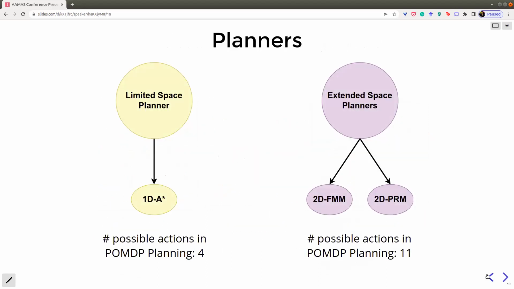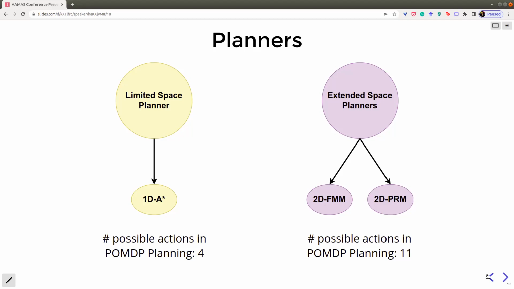We have compared the performance of 3 different planners. The limited space planner, or 1D A-star, is the 2-step approach that decouples heading and speed planning. It has 4 possible actions for POMDP speed planning. We refer to our proposed approach of a 2-dimensional action space POMDP as the extended space planner. Depending on the choice of the path planning technique to generate the rollout policy, we have defined 2 extended space planners, 2D FFM and 2D PRM.